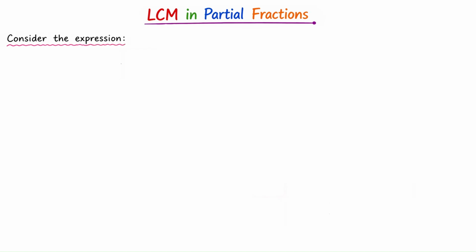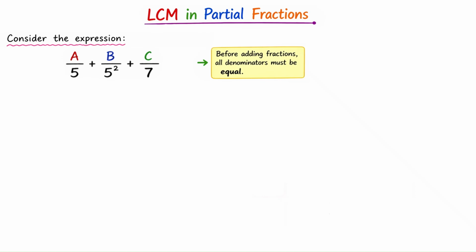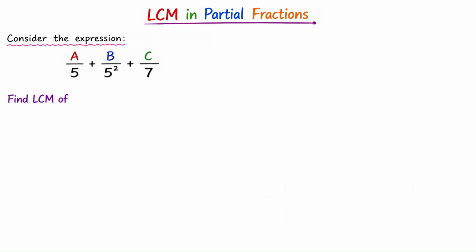Okay, students, let us now understand the concept of LCM in a very simple way, because this idea is very important in partial fractions. We will first take a numerical example and then connect it to algebra. Suppose we have three fractions: a divided by 5, b divided by 5 square, and c divided by 7. Before adding these fractions, all denominators must be equal. So we first find the LCM of 5, 5 square, and 7.